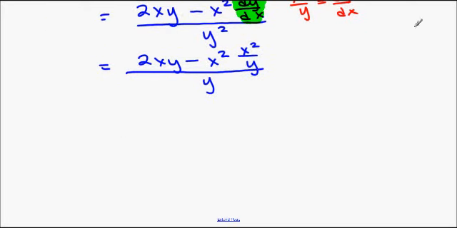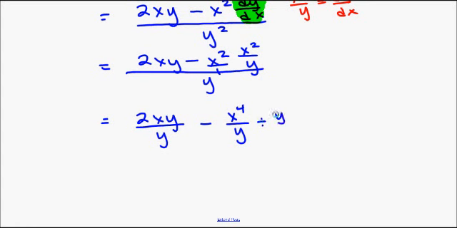And I can simplify this. This is x squared over 1. So I have 2xy, and I'm going to break up my fraction here, over y squared, minus x squared times x squared is x to the 4th over 1 times y is y. This is divided by y squared over 1, which remember is the same thing as times 1 over y squared. So we have 2xy over y squared minus x to the 4th over y cubed.